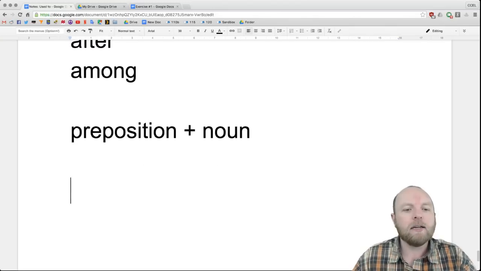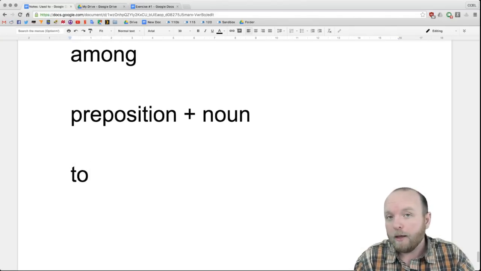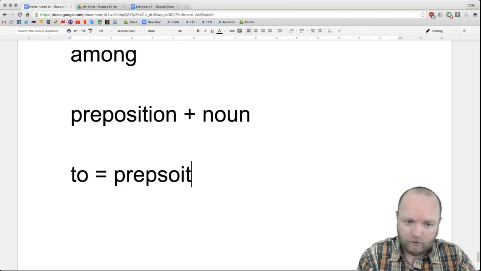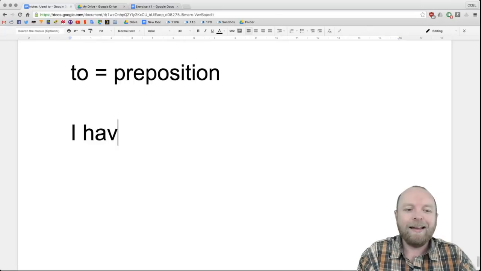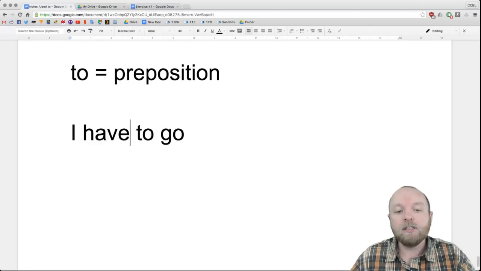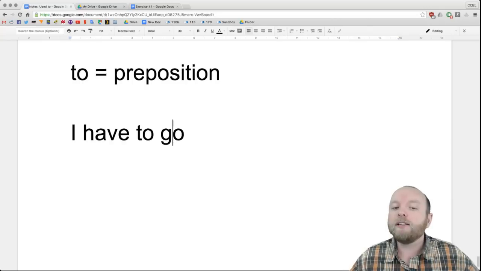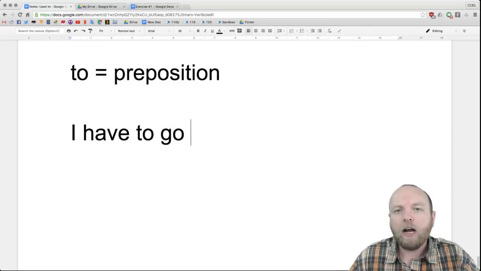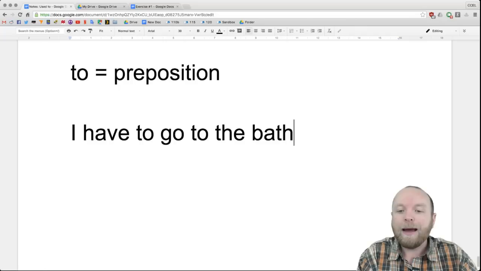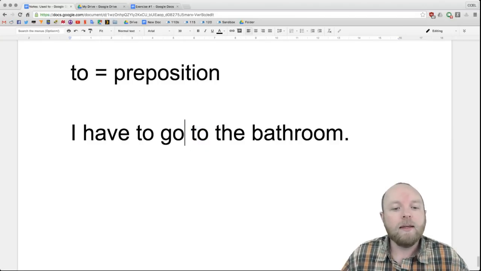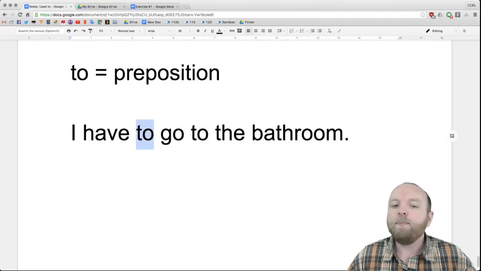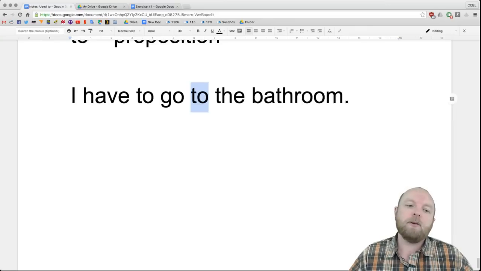In today's lesson we're going to talk about how sometimes to is a preposition. Example, I have to go. This is not a preposition. To go. This is what we studied already: to plus base verb. But where do you have to go? To the bathroom. Oh my goodness. To, two times, right? This to is not a preposition. This to is a preposition.